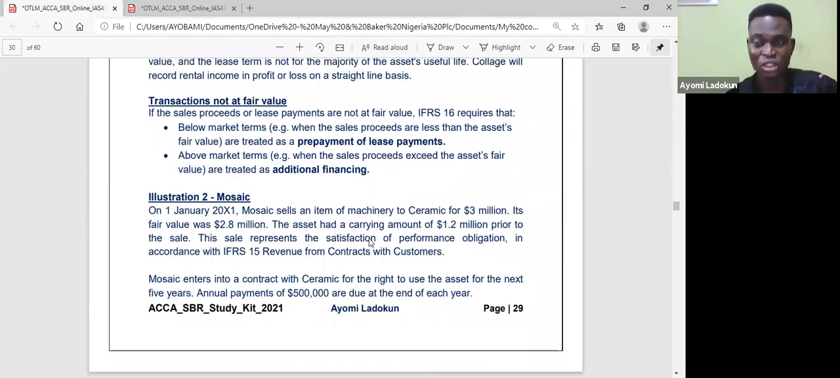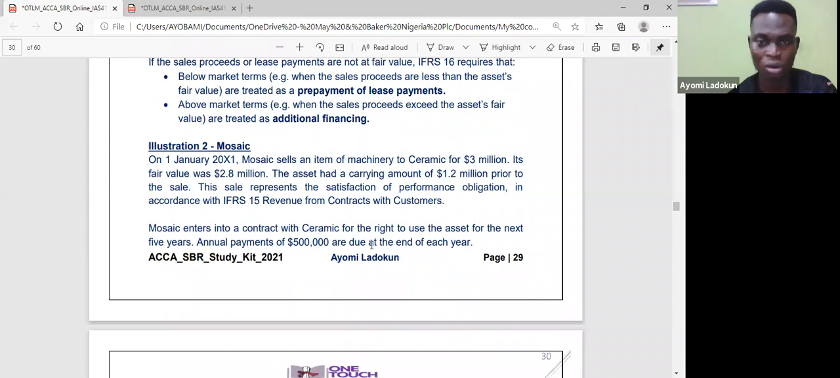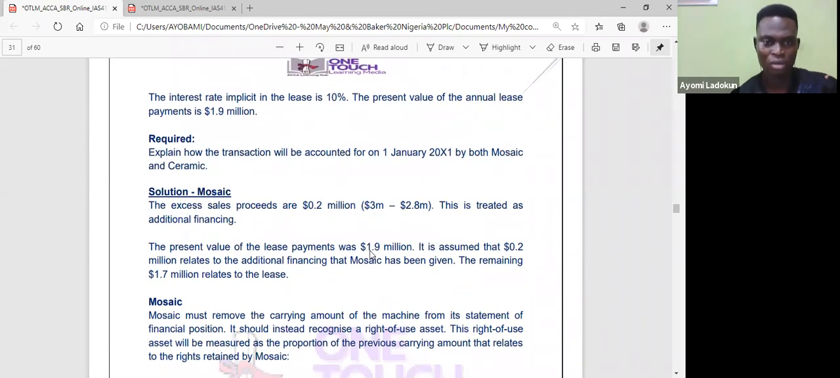If the transaction is not at fair value, I mentioned it earlier. What we did now was at fair value and it complies with IFRS 15. So if I sell below fair value, I treat it as prepayment. If I sell above fair value, the difference I treat as additional financing. There's no accounting implications in prepayment, very straightforward. But let's look at additional financing. Then we can call it a day.